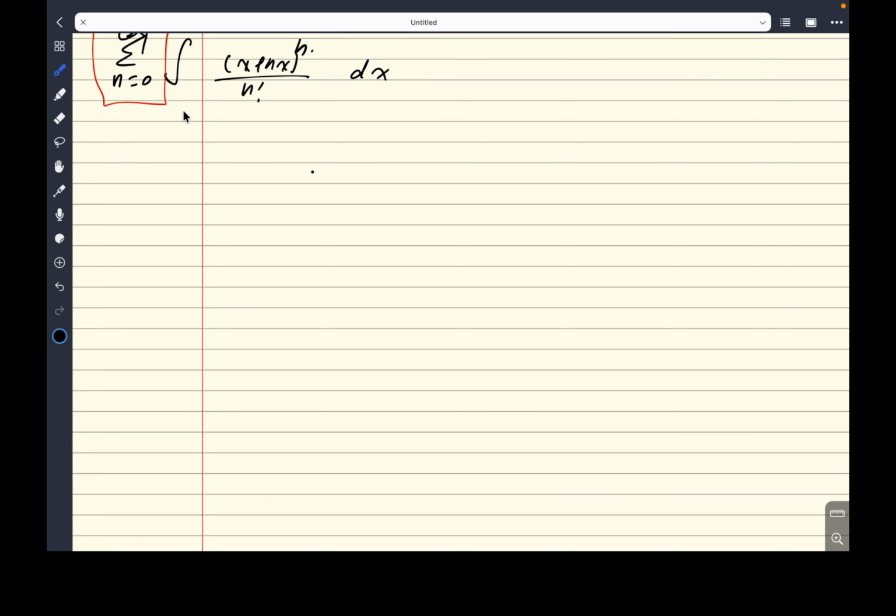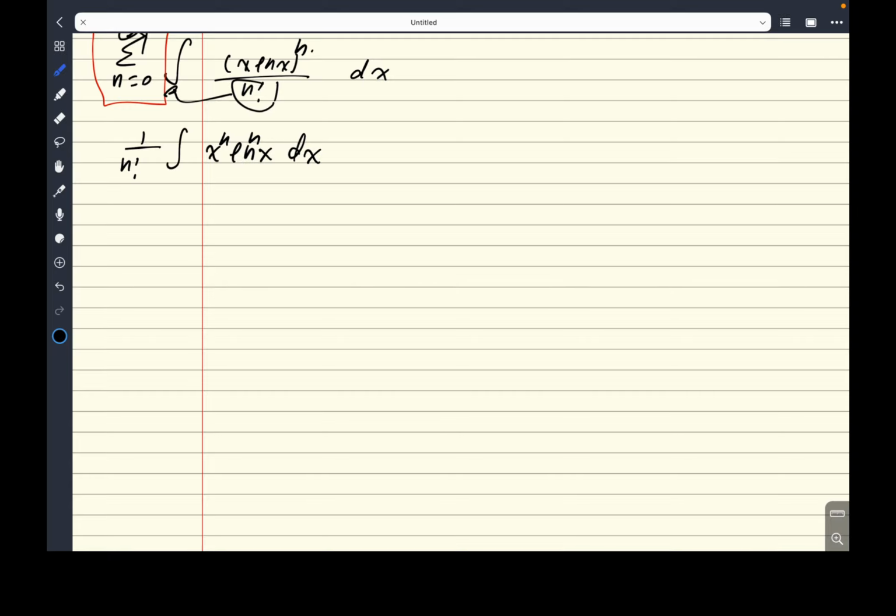So n factorial goes out because it's constant with respect to x. We get 1 over n factorial, integral of x to the n ln to the power of n of x dx.